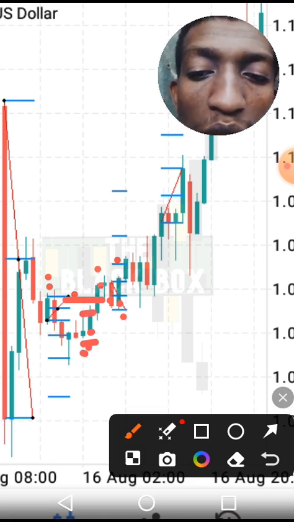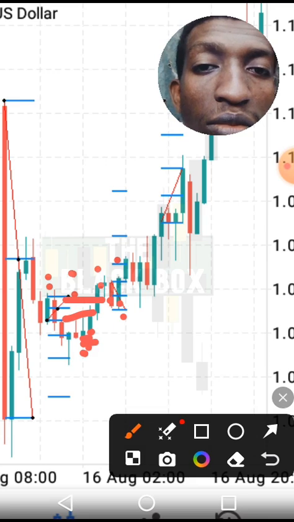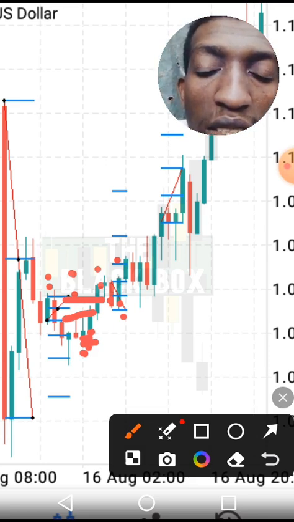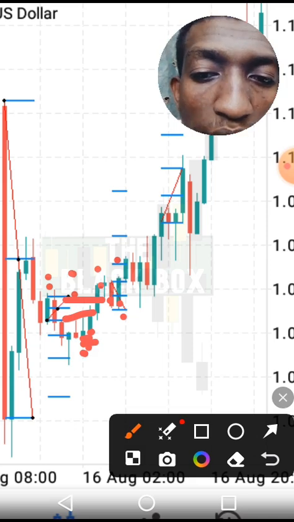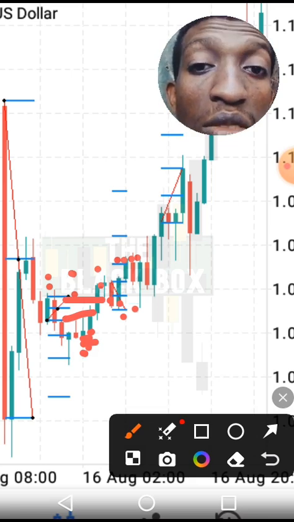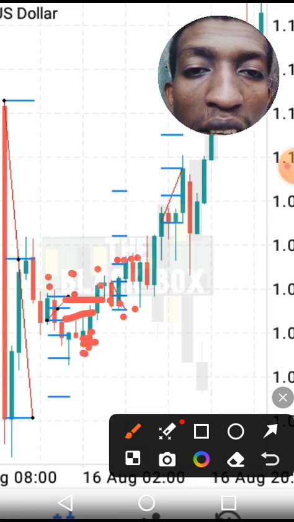At TP2 for this one, take partials. Then let's take another 30%. And then what happened? Another black box formed. What do you do down there? You sell. That's a sale.